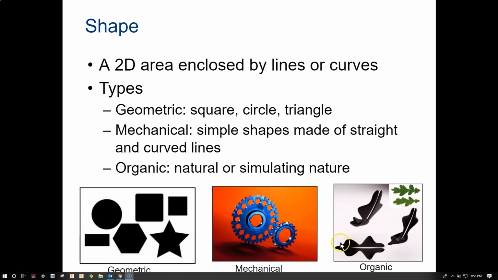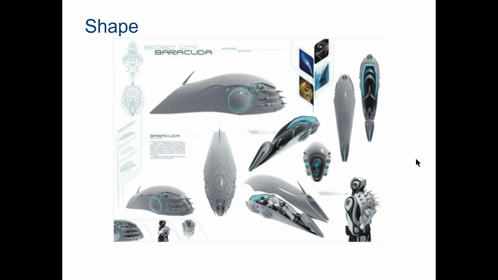We can even use very free, open, flowing lines to create organic shapes. This chair is based on the organic shape of this leaf. What do you see when you look at this Secret City Barracuda design? Kind of looks like a fish, especially from above. It's why it's called Barracuda.